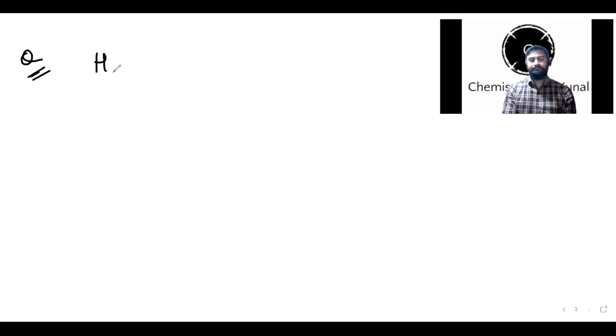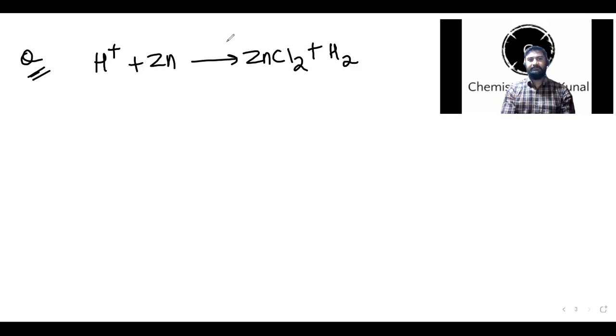H2, H plus reacting with zinc, giving you ZnCl2 plus H2. Write the cell reaction and cell representation for this. So you can pause the video and solve it. I'll give you 2 minutes, not more than that. Pause the video and please do it. Okay, so I hope you would have done it now.